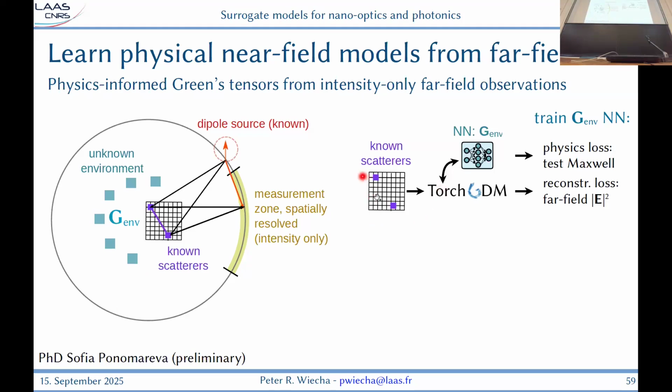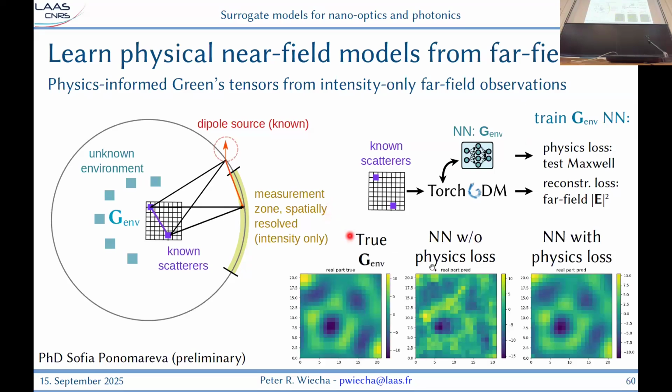Now we do the simulation. It will be totally wrong in the beginning, because this is not our actual environment. But we now calculate the difference between the simulated far field intensities and our measured far field intensities, and we try to train this neural network by minimizing this difference between the far field observation and the simulated far field observation.